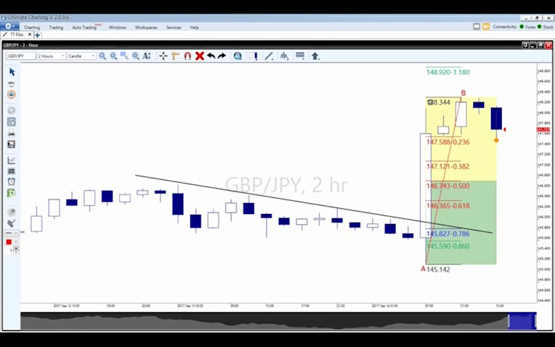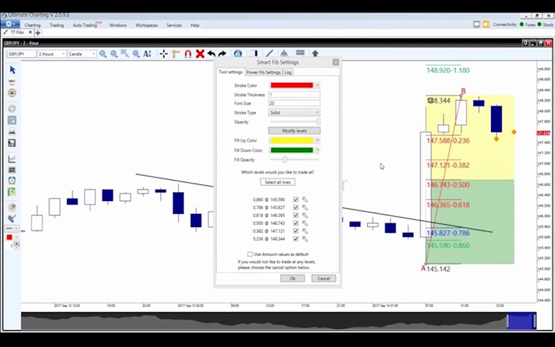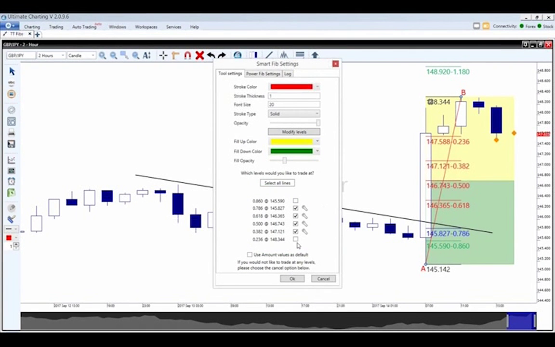Watch how this works. Come right over here and I click this button and I bring up my Smart Fibonacci, my Power Fibonacci settings. I click on Select All Lines and it hits every one of those retracements. Now my particular unique little trading style is I like to take the top and the bottom off. I like to trade the middle four. As you work with coaches and you use this software, you'll develop your own unique styles. And then I apply this with a click of the mouse.